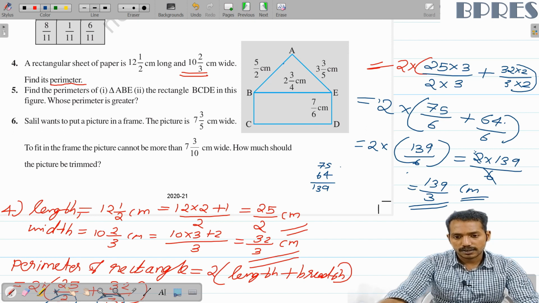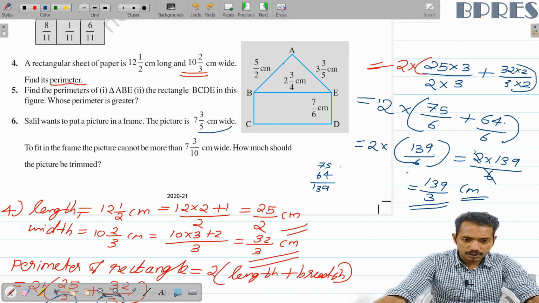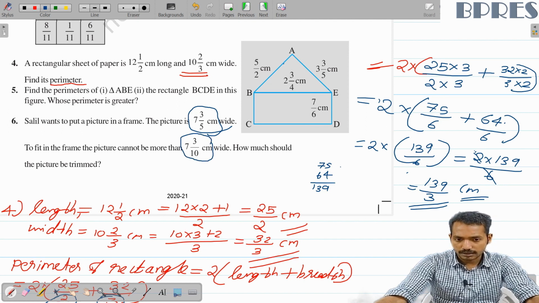Similarly here, the actual width of the picture is 7 by 5 centimeter, and the width of the picture required should be 7 by 10 centimeter. Clear? Then how much part should be trimmed? How can we calculate this? Just subtract the width of the picture required from the actual width of the picture.